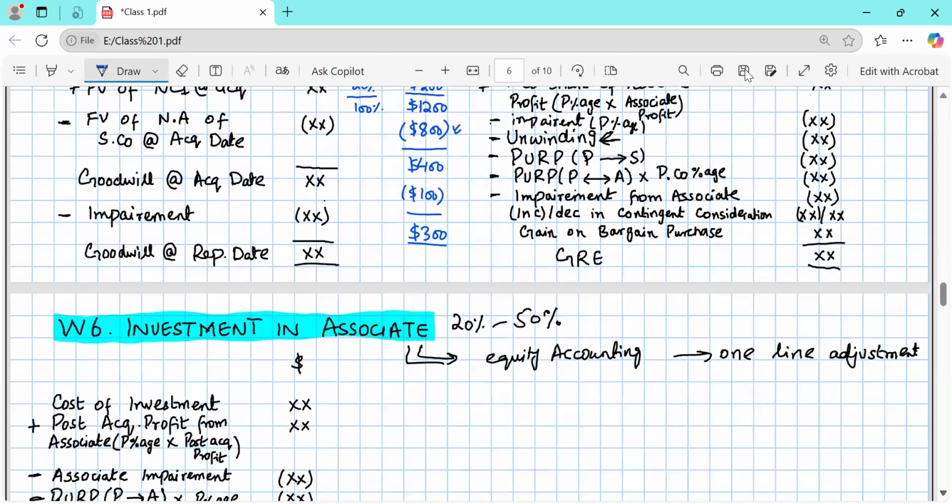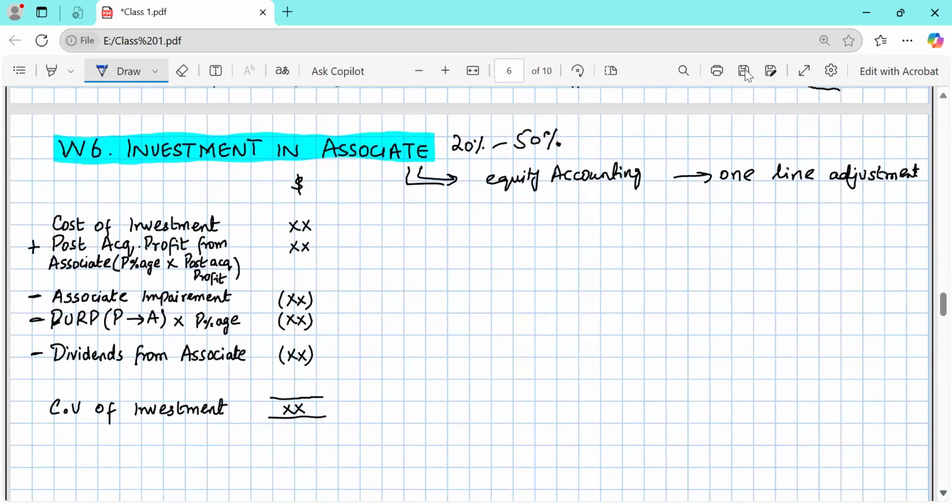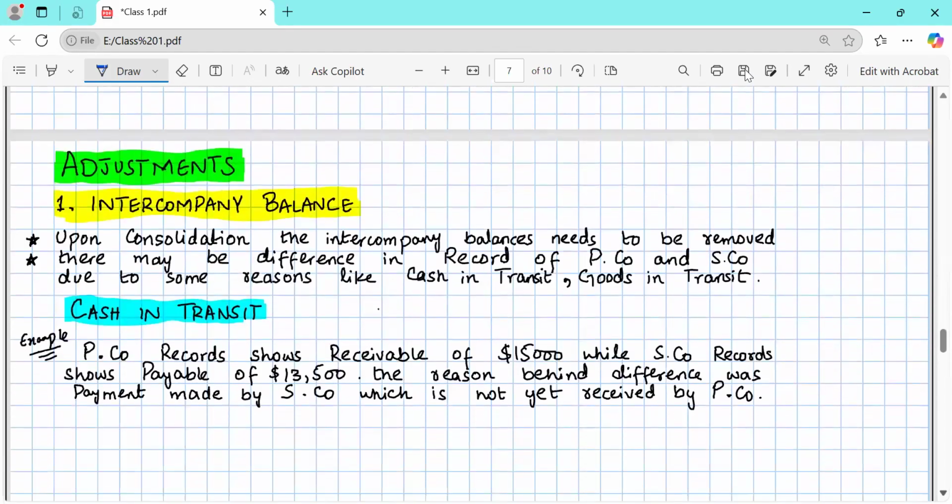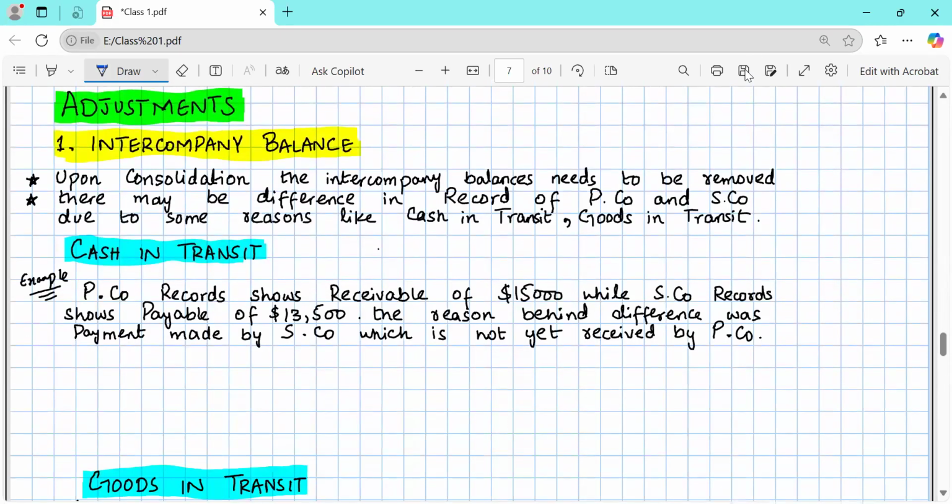Working six, we will talk about that later on when we talk about associates in detail. Now let's go to the adjustments. It's very simple. I will explain the adjustments one by one, and I will tell you how to post them in the main format. We will do each and every adjustment, and once the adjustments are done, we will attempt a full long question of how to prepare the consolidated statement of financial position.